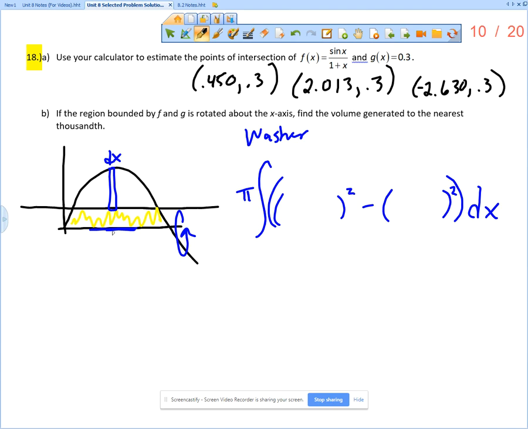All right, so big R. Which boundary is furthest from the axis of rotation? It is f of x. So we're going to say f of x minus the axis of rotation, which is 0. Now, sine of x over 1 plus x. That's perfect. That's right there. All right, minus 0 squared. Then little r is g of x. So we could put g of x minus 0 squared, right?